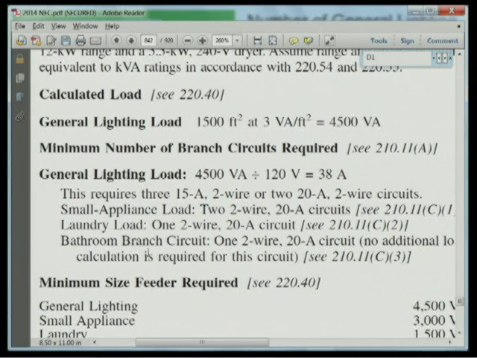Okay, guys, any comments on that? Yeah, Annex D1A shows the same thing that you just covered. Just taking the general lighting load, 1,500 square feet times 3 VA, gives you 4,500 divided by 120, gave you 38 amps. And then it says this requires 3 15 amp 2-wire or 2 20 amp 2-wire circuits. So again, it's really one of those key things to go back and know what's in Annex D throughout all of it because it's so beneficial.